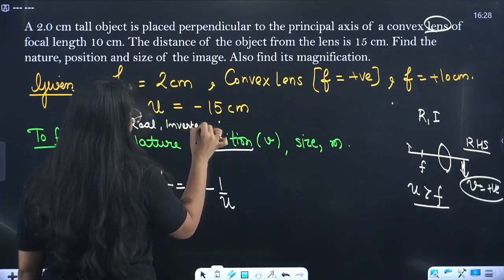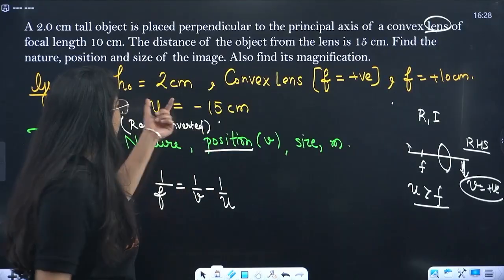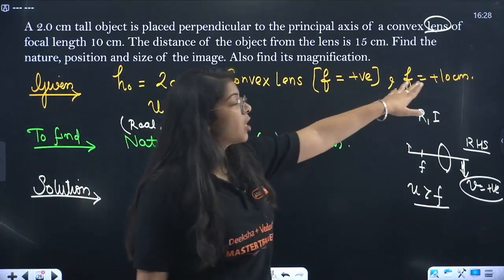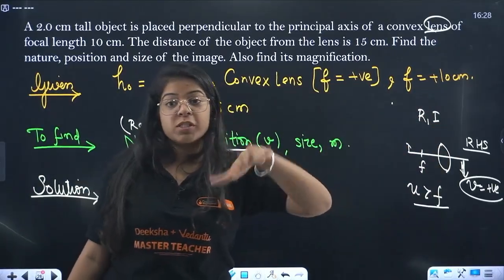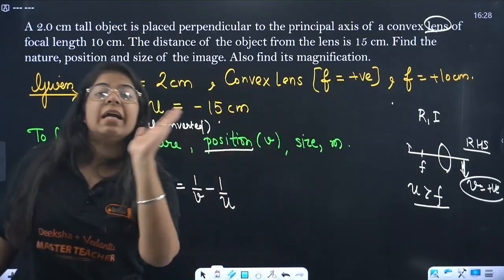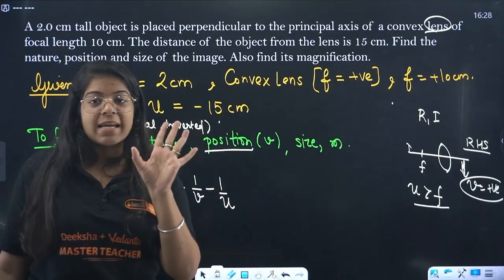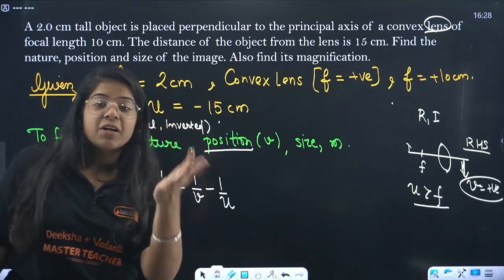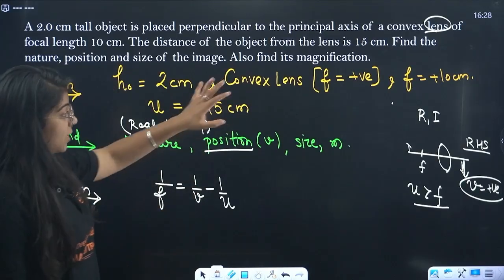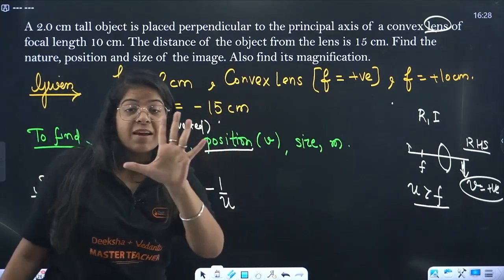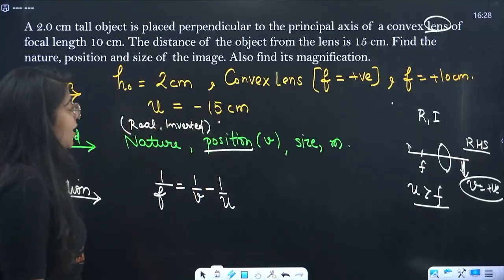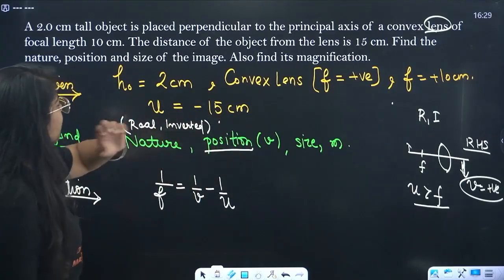This you can see without even solving the question. U is minus 15 centimeter, F is 10 centimeter, so U is greater than focal length. It is placed behind the focus, not between focus and pole, because that's the only case where a virtual and direct image will be formed. But it is not that case. It is the first 5 cases, so it is real and inverted. What is the size and magnification?